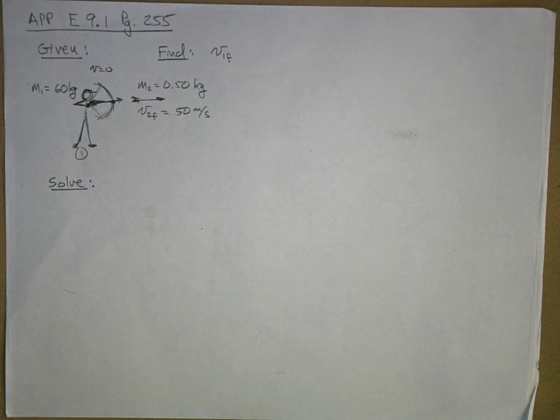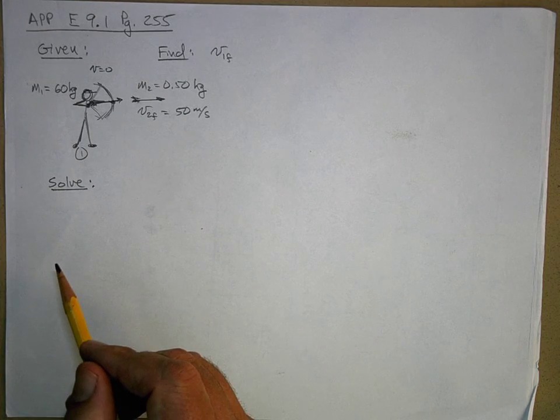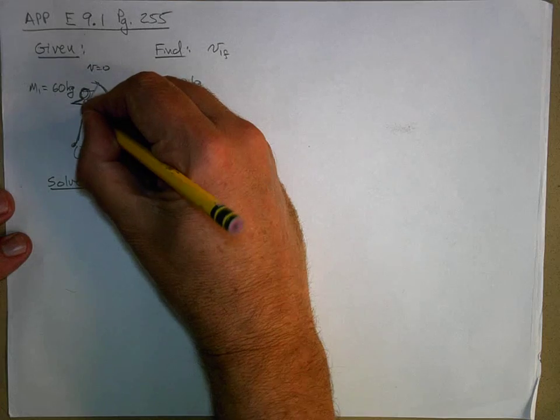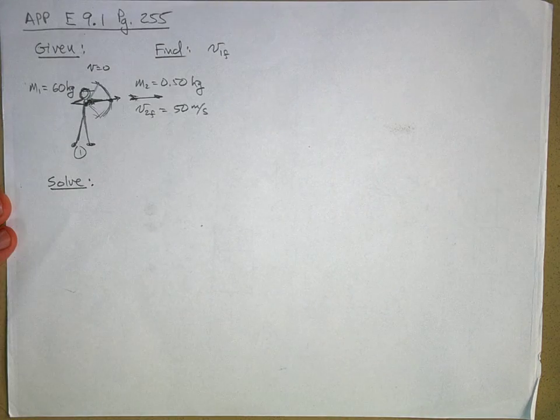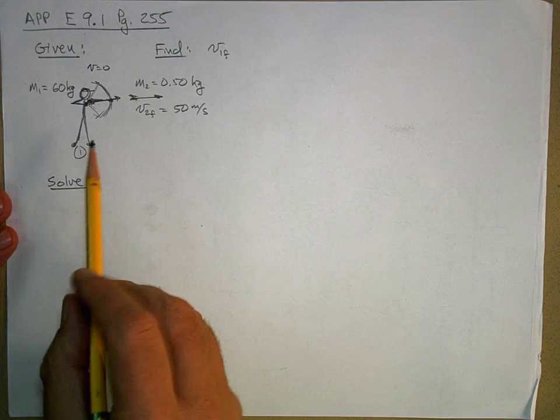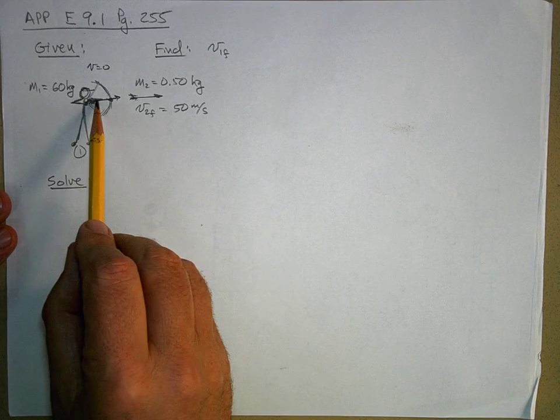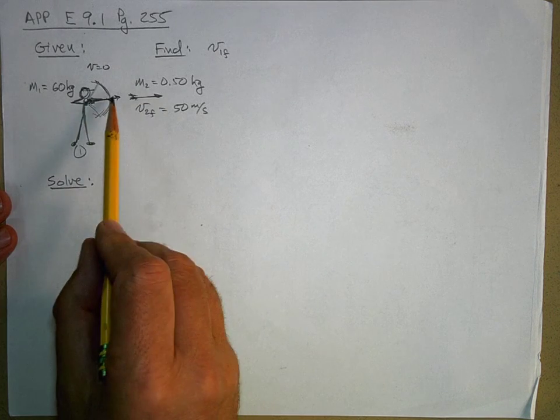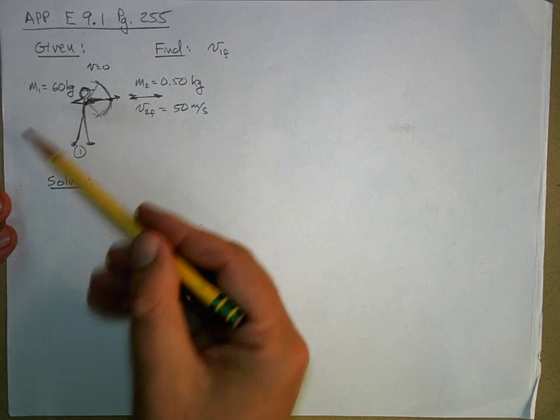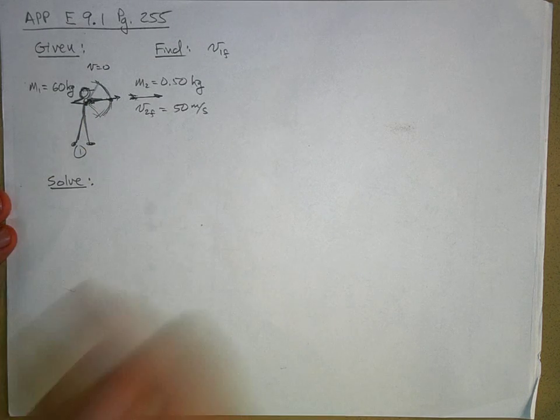So I kind of drew it up already here, given, find, and solve. Yes, my stick figures are amazing. All right, so at first the arrow has zero velocity, and so does the archer. The arrow goes this way. We want to know with what velocity the archer goes the other way.